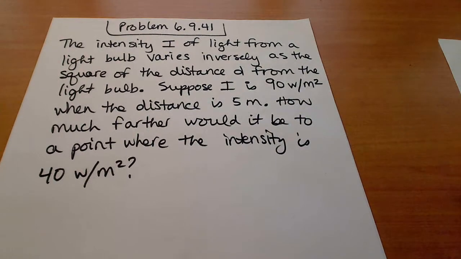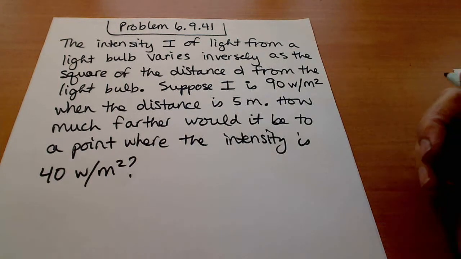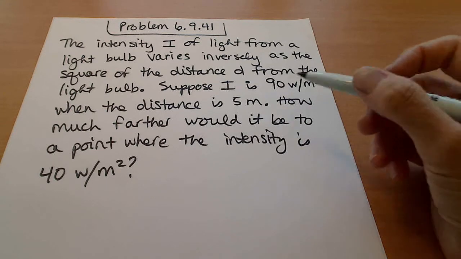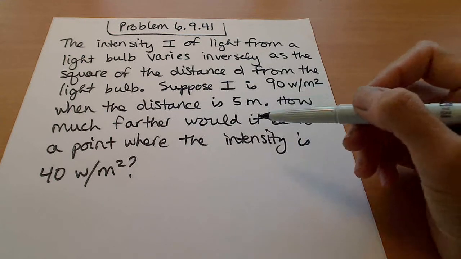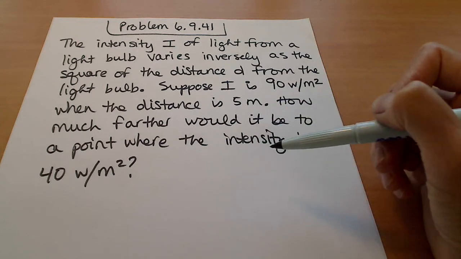All right, so this is problem 6.9.41, and we have the intensity I of light from a light bulb varies inversely as the square of the distance d from the light bulb. And we want to suppose I is 90 when the distance is 5. How much farther would it be to a point where the intensity is 40?